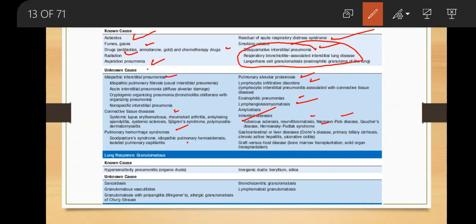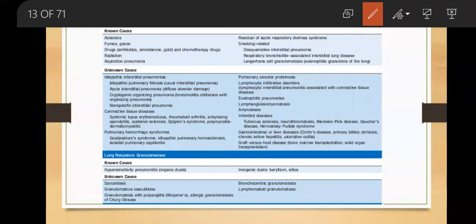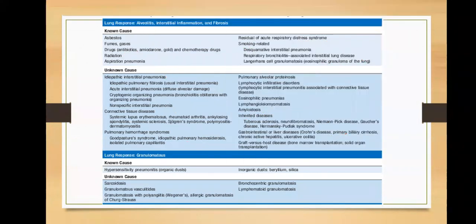Gastrointestinal or liver disorders like systemic disorders like Crohn's disease, primary biliary cirrhosis, all of them are autoimmune disorders, and graft versus host disease. So these are the unknown causes of interstitial pneumonia, interstitial inflammation, fibrosis, and alveolitis. And why do we say that they are unknown?